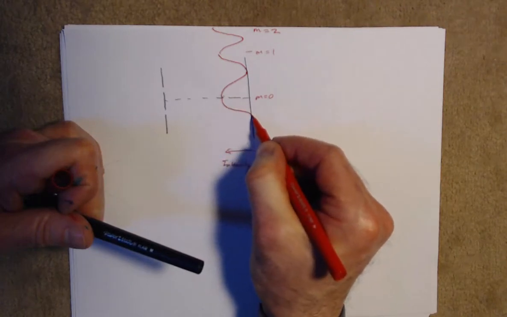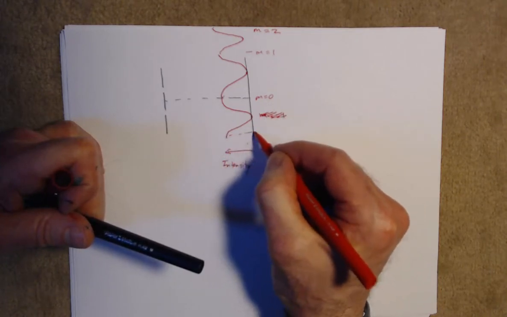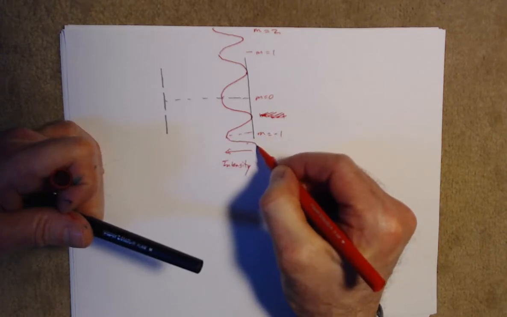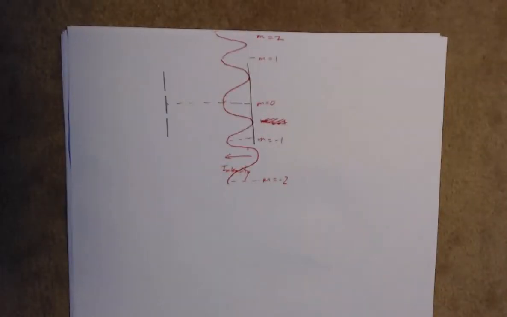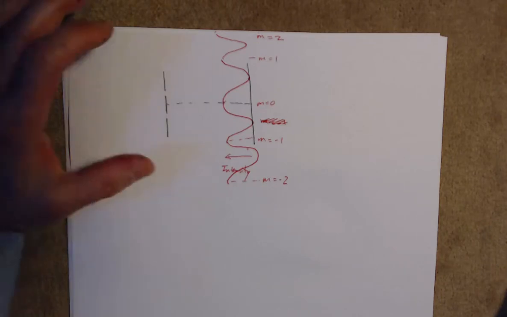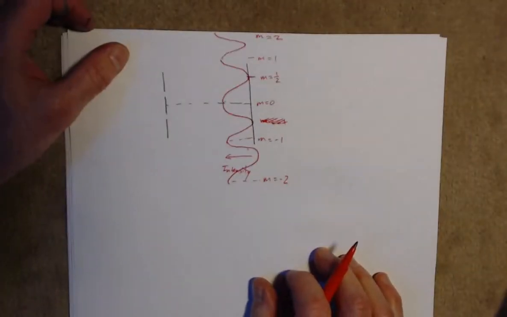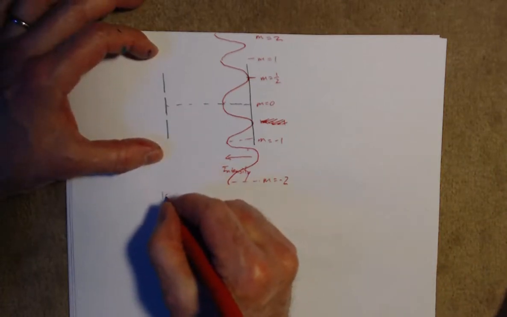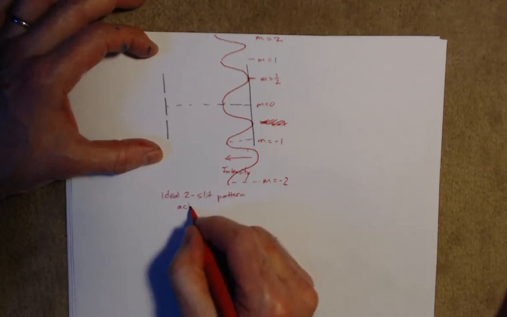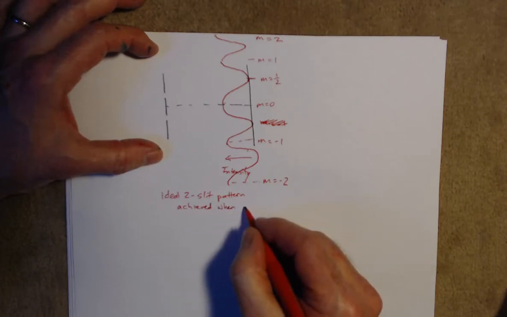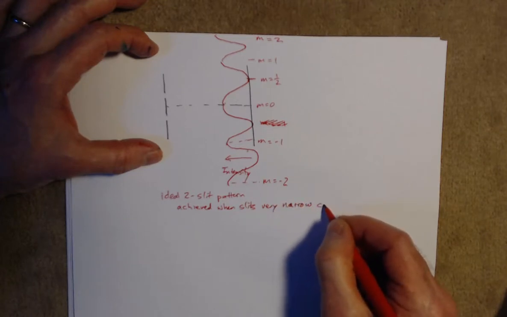And similarly, down here, you'd have your m equals minus 1. M equals minus 1 would be at this point. And if I keep on going, I'd get to m equals minus 2 down here. So what I have, and we could maybe call this point the m equals 1/2 angle. That's the angle where we first get destructive interference. This is the so-called ideal two-slit pattern, and it is achieved only when the slits are very narrow compared to the wavelength of the light that you're using.